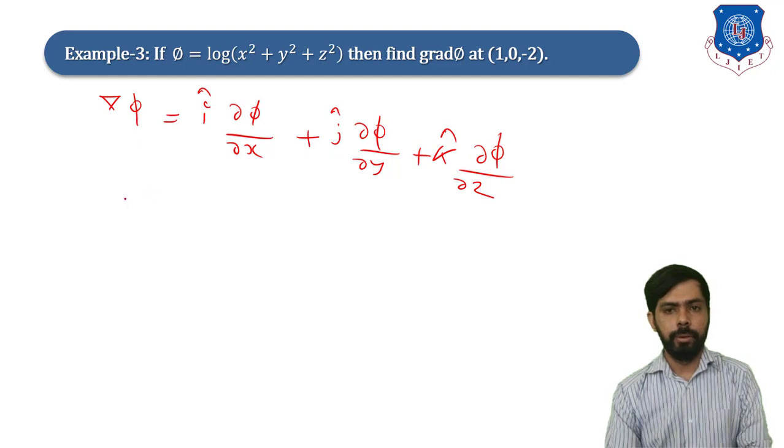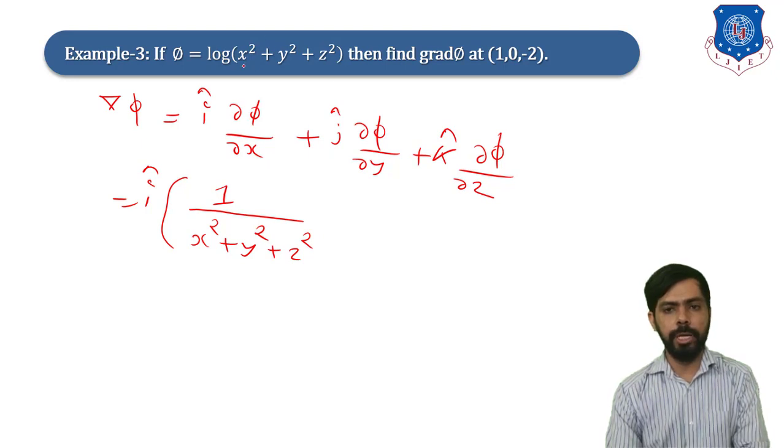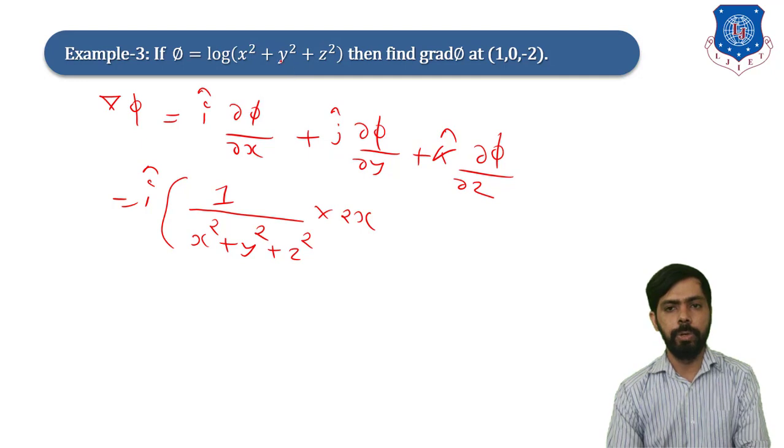Now here partial differentiation of phi with respect to x will be, here what is the derivative of log x? The derivative of log x will be 1 over x, so it will be 1 divided by x square plus y square plus z square. Then we will take the derivative of this bracket, so here the derivative of x square with respect to x will be 2x, okay, so into 2x, and the derivative of y square and z square will be 0 because these two are constants.